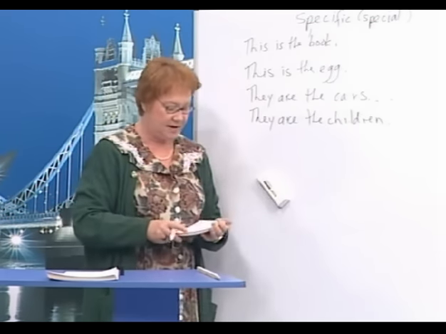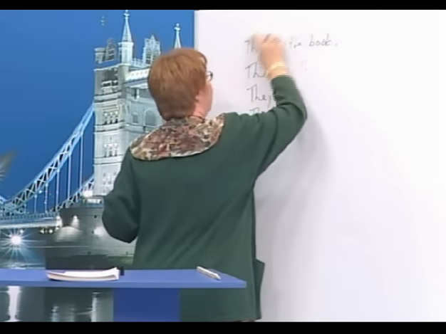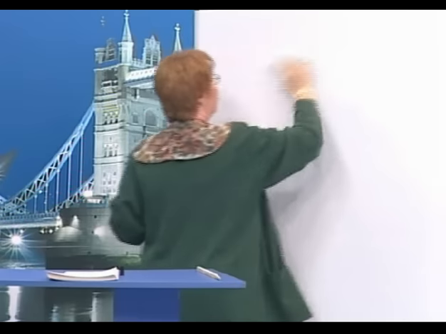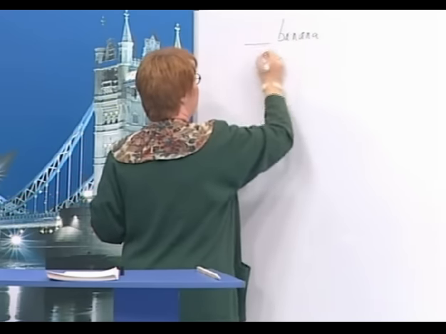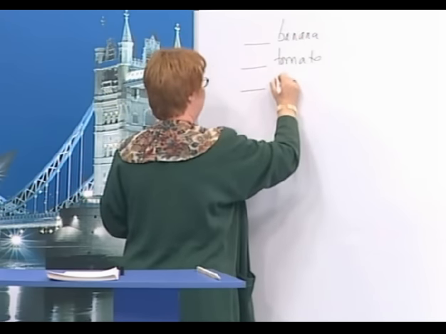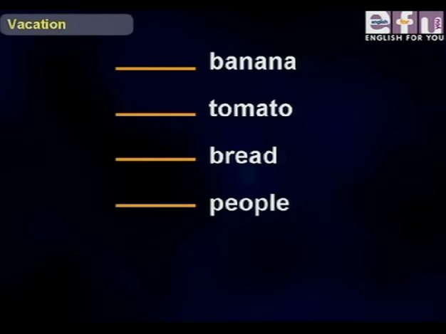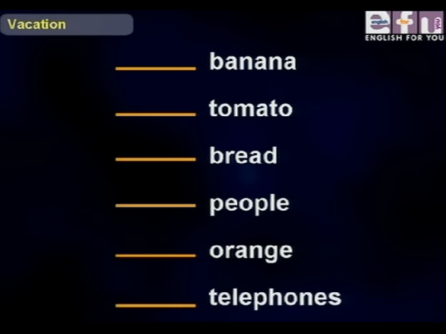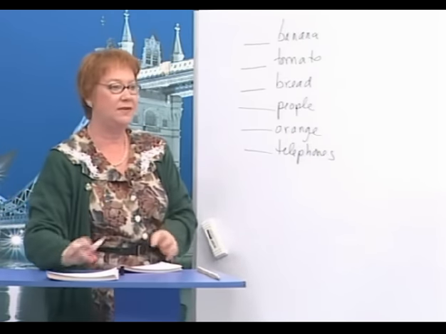Okay? Now, let's practice using a, an, or nothing with some words. And the assistants will help us. These are the words that we're going to use. And then they will tell us what goes before it: a, an, or nothing. So we have banana, tomato, bread, people, orange, and telephones.